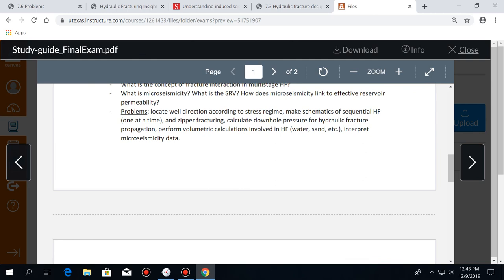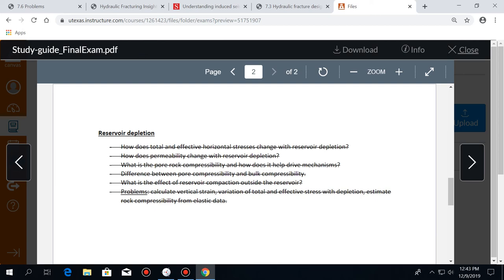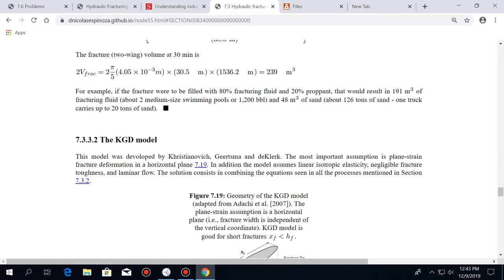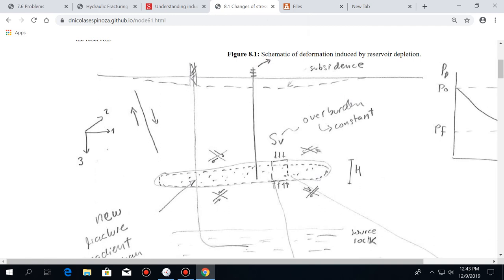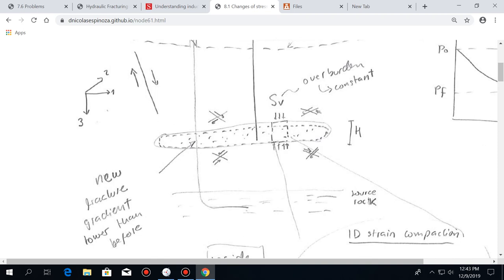about hydraulic fracturing, and reservoir depletion is not going to be in there, okay? So don't worry about that. But if in the future you work in geomechanics, I strongly recommend that you check this chapter on reservoir depletion, because it is very important for infill wells. It's very important for drilling through already depleted reservoirs, because sometimes your fracture gradient changes a lot in that area. Actually, that's a real concern in the Permian, that you have to drill through already depleted reservoirs in order to get to the source rock, and some of these regions are quite problematic. But this is not going to be in the exam, so don't worry about that.